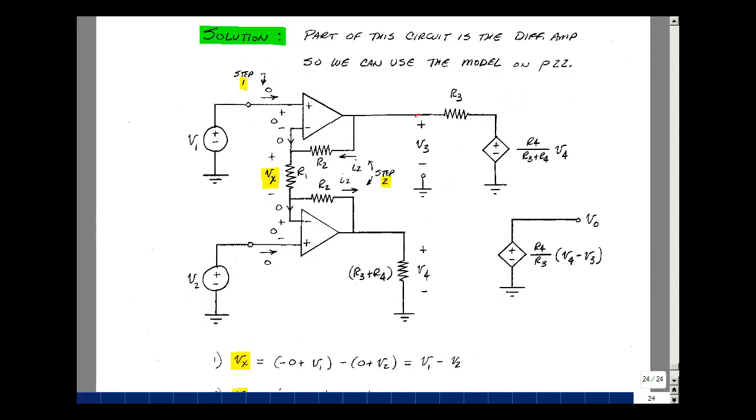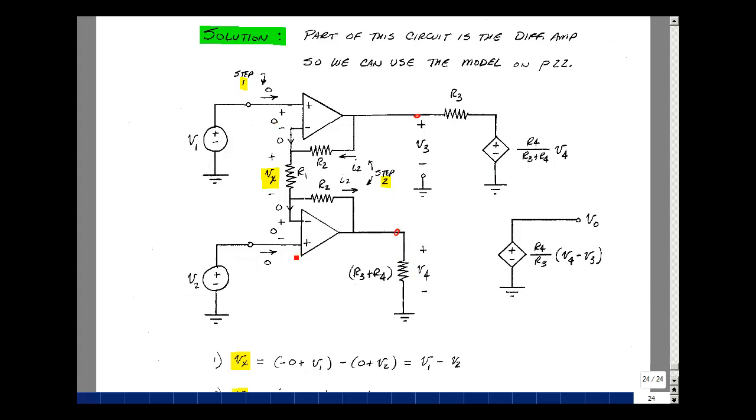I'll call this node voltage V3 and this node voltage V4. My two inputs to the differential amplifier. The gain is going to be the difference of R4 and R3 times the resistor ratio, and I made the resistors the same ratio of R4 over R3. This was our model for that terminal, and this is the model for the other terminal.